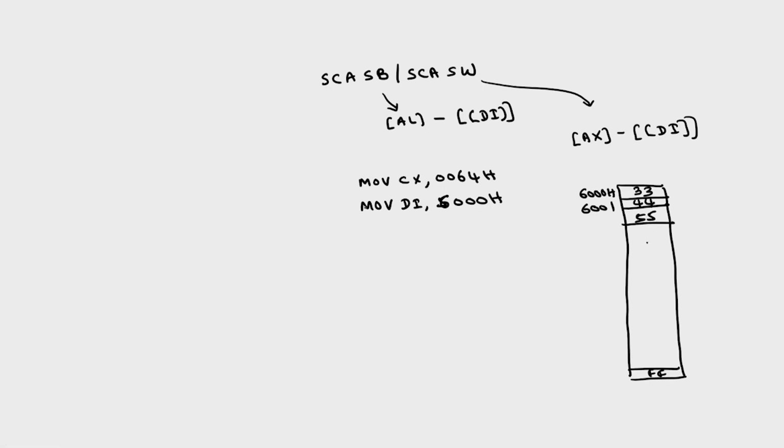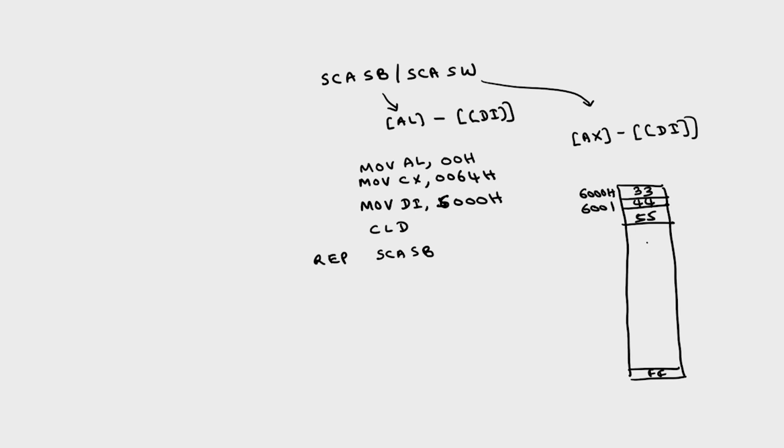If the contents of AL is some data, whatever data you can take, this has to be compared with this data string. Then clear the direction flag, so that the contents of DI will be automatically incremented by 1. Then you have to write scan string byte, and you have to write repeat. The repeat prefix can be used here also. Then what happens is, first 33 will be compared with 00. So 00 minus 33, the carry flag will be set, these two are not equal. Then it will compare with 44, then 55, and like that it goes on comparing.